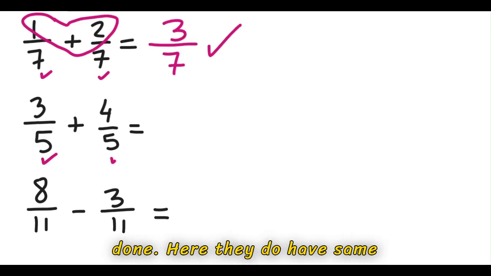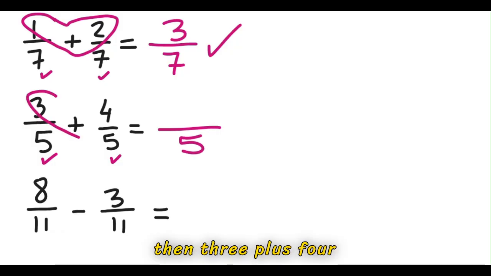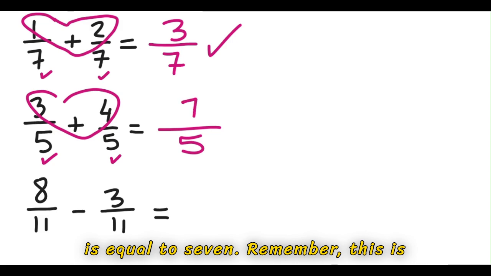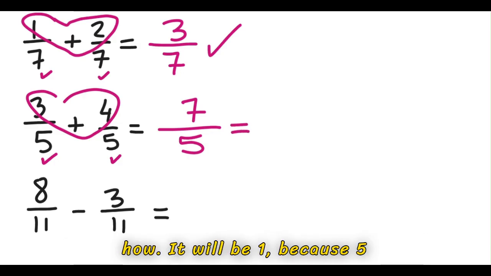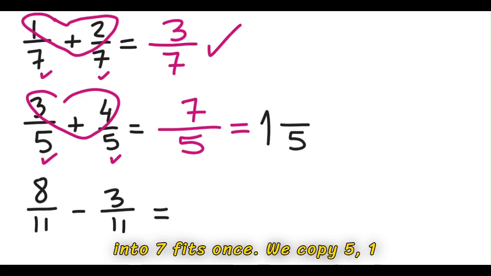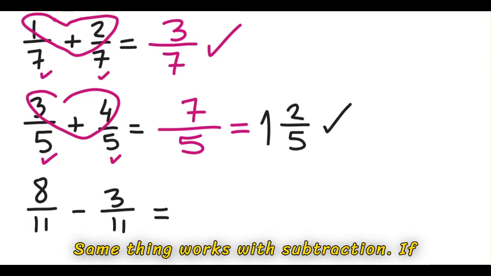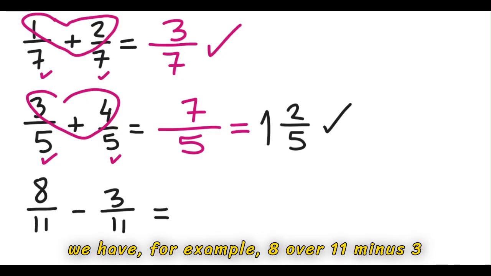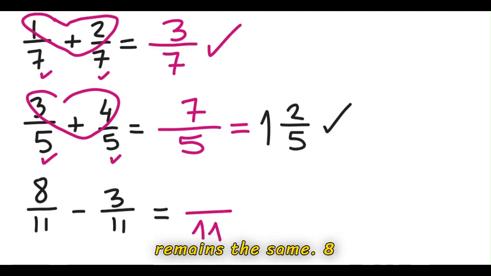Here, they do have the same denominators. We copy our denominator and then 3 plus 4 is equal to 7. Remember, this is an improper fraction. It can be written as a mixed number. We have just learned how. It will be 1 because 5 into 7 fits once. We copy 5. 1 times 5 is 5. There is 2 left. The same thing works with subtraction. If we have, for example, 8 over 11 minus 3 over 11, 11 is their denominator, so it remains the same.